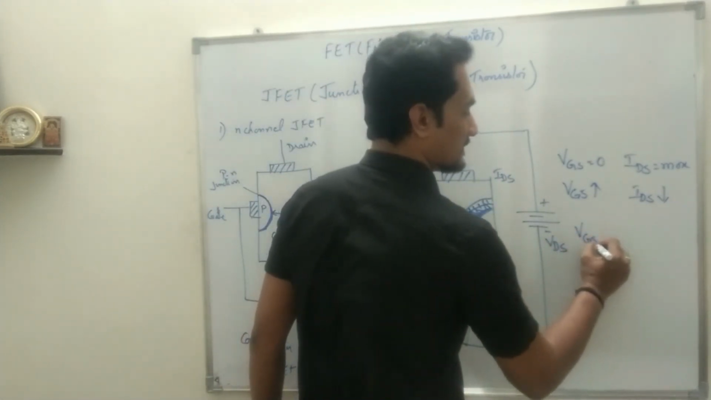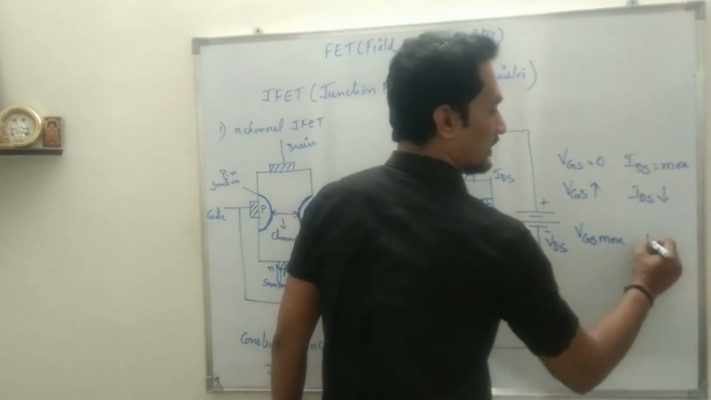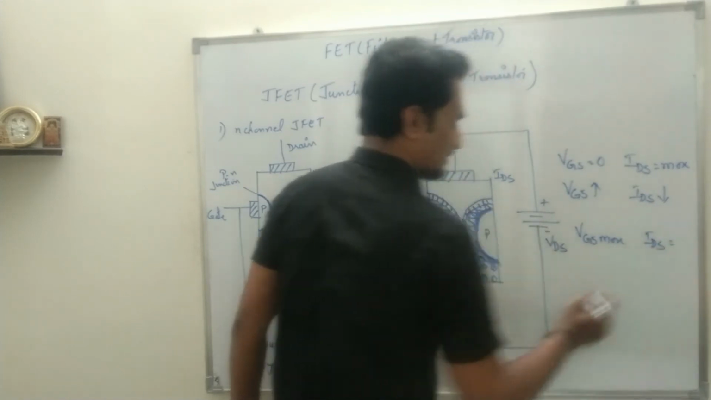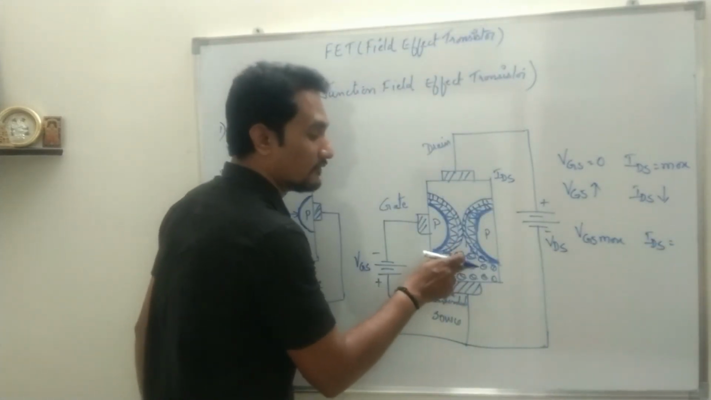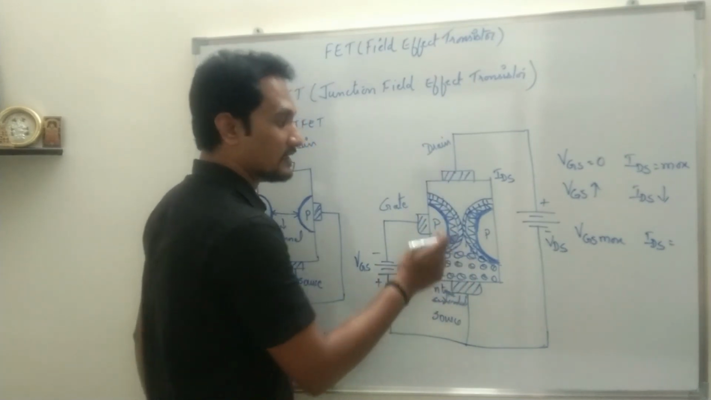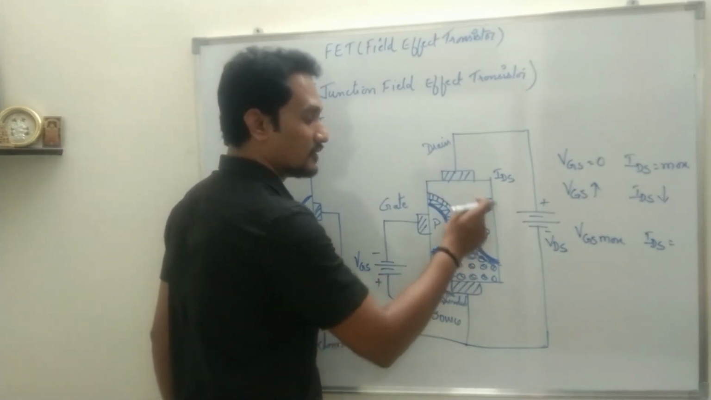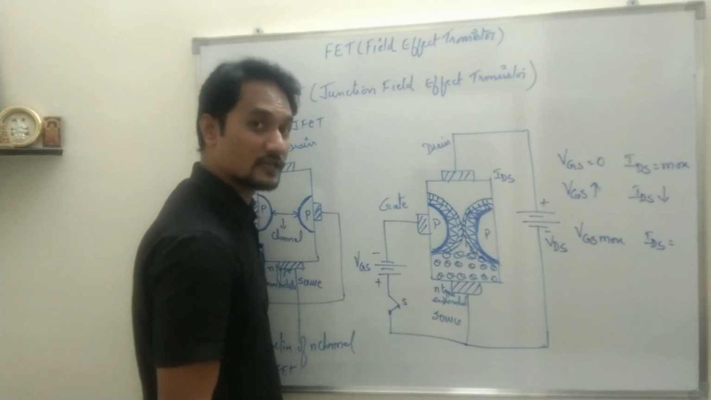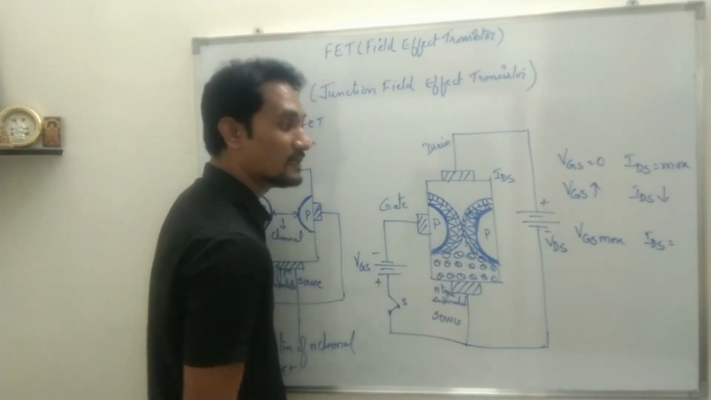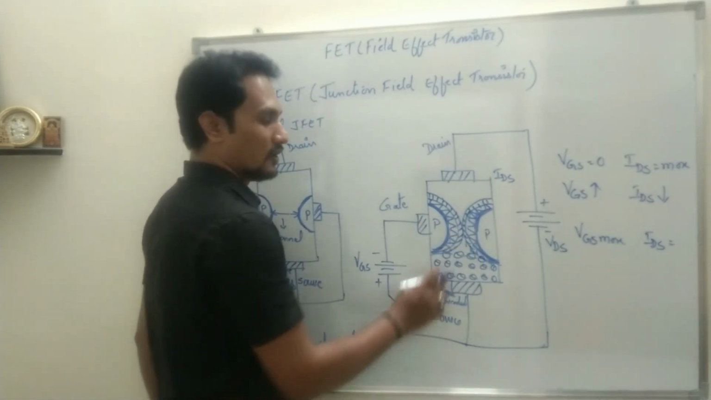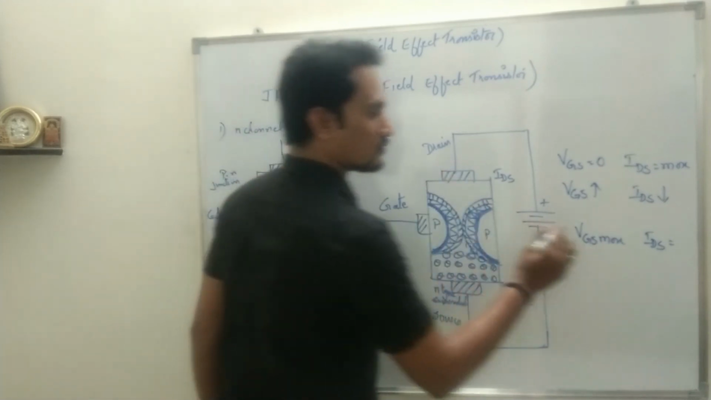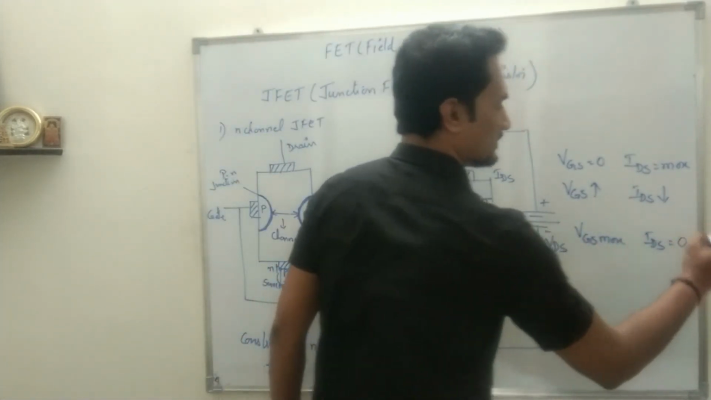When VGS is maximum, what happens to IDS? Will there be any current flowing from source to drain? There is no place. The entire channel has been occupied by the depletion layer width of these 2 PN junctions which have been reverse biased. So no charge carrier will move from source to drain. So IDS will be 0.